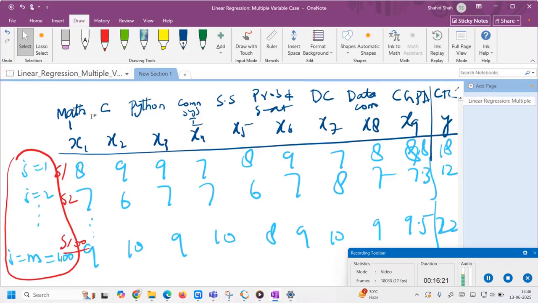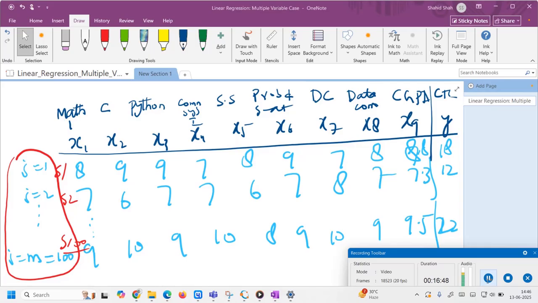Okay, and we are not taking care of all subjects. Suppose we are basically trying to get the CTC of a student in a company where only these subjects matter: mathematics courses, C, Python, communication system, signal system, probability and stats, DC, data communication, and overall CGPA. For the sake of argument, you can take all the subjects.